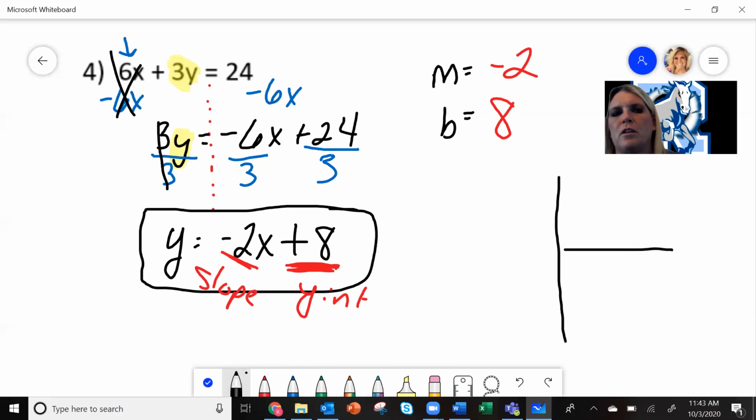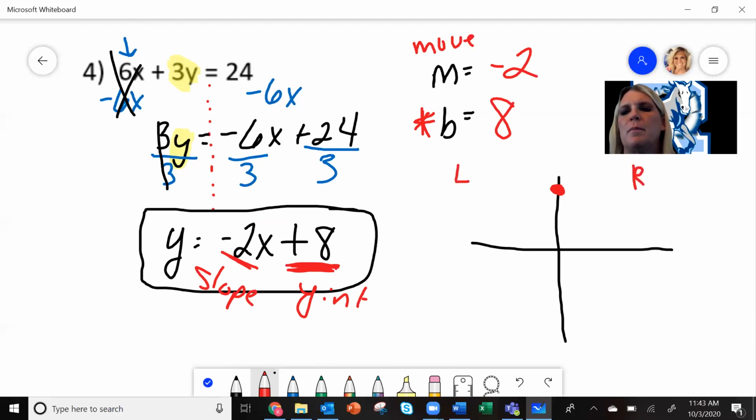Now, draw your coordinate grid. Where do we start? Remember, you begin at 8. Well, you begin at the y-intercept. So the y-intercept is up here. And it tells you the next one is to move. We'll do more on the graphing on the next lesson. But it's a negative. Remember, from left to right, that means that if it's negative, it's going down. It's decreasing. So there's my line that I'm sketching.